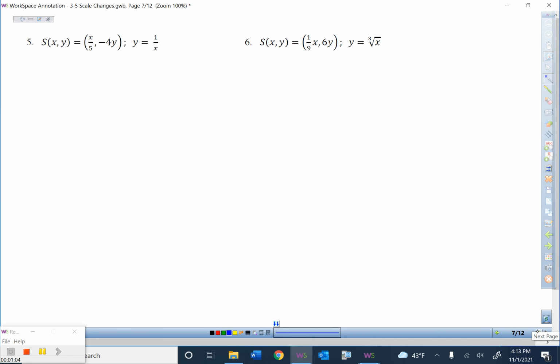Okay, couple more here. The parent functions look a little different, but I want you to pause the video and take a stab at them. See if you can figure out where your grouping symbols would be and whether they're necessary or not in your final answer. Okay, so pause the video and try those two for me.